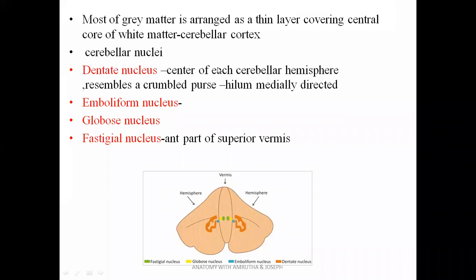The last class we saw about the cerebellum, and we were seeing the nuclei in the cerebellum, which was represented here. On each side we had 4 nuclei: lateral to medial, dentate nucleus, emboliform nucleus, globose nucleus, then the fastigial nucleus. These were the 4 nuclei on one side. Okay, so this is what we saw in the last class.